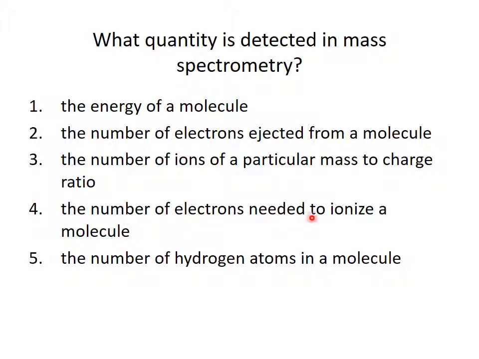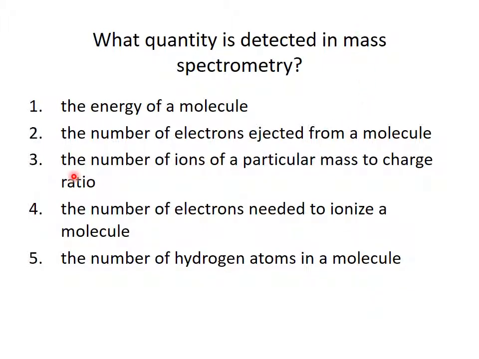It's not the number of electrons needed to ionize a molecule, because you knock out one electron, it's an ion. You knock out two, it's an ion. That's not a valid measurement. The number of hydrogen atoms in a molecule, well, we can figure that out from a mass spec, but that's not what we actually measure in mass spec.